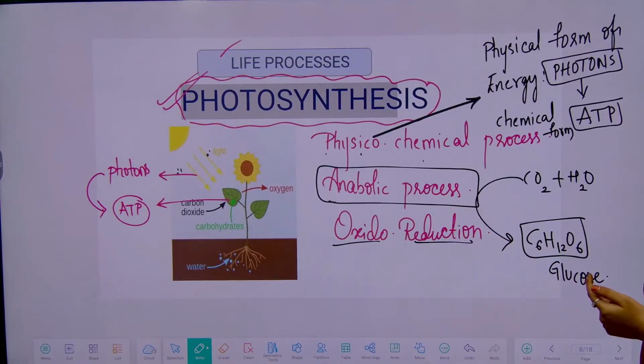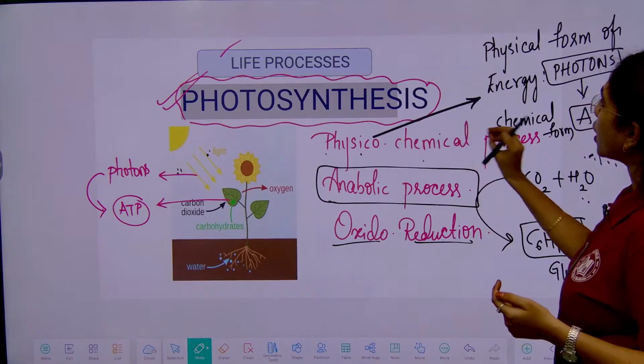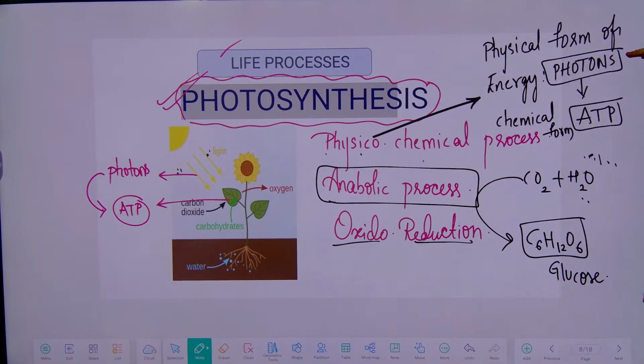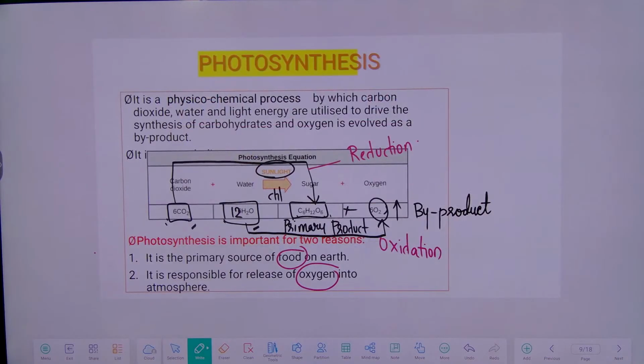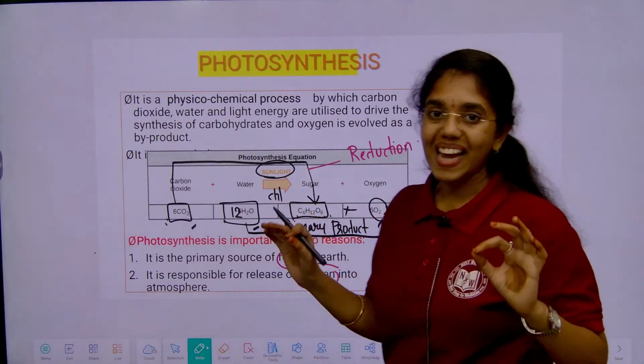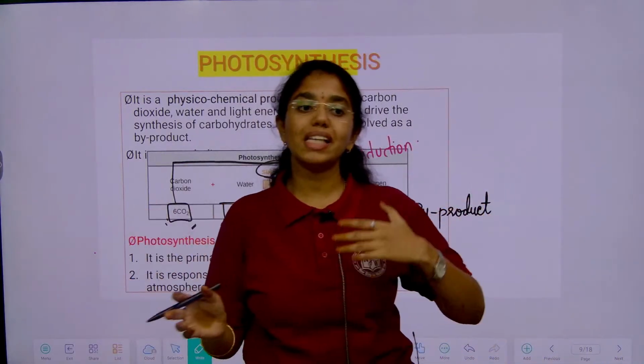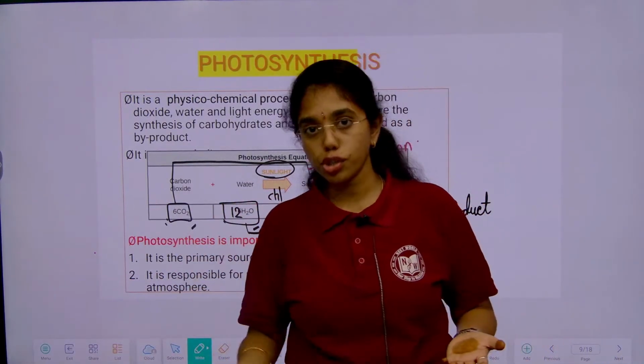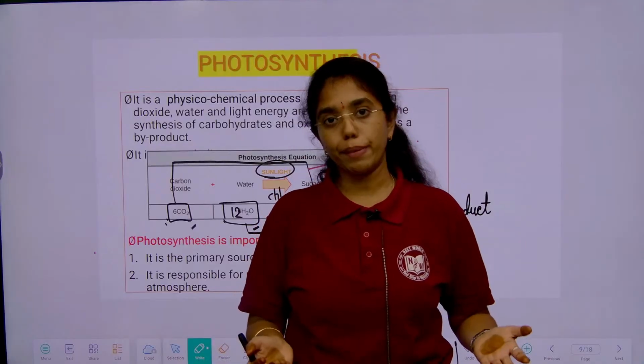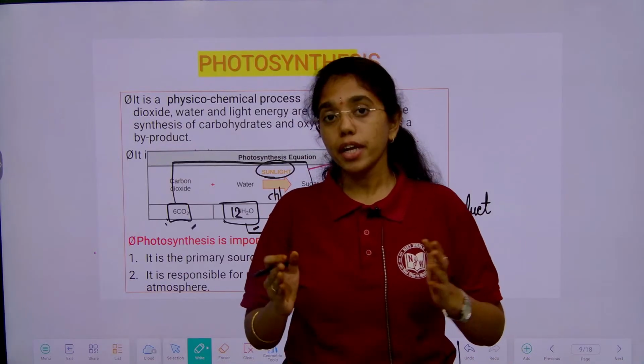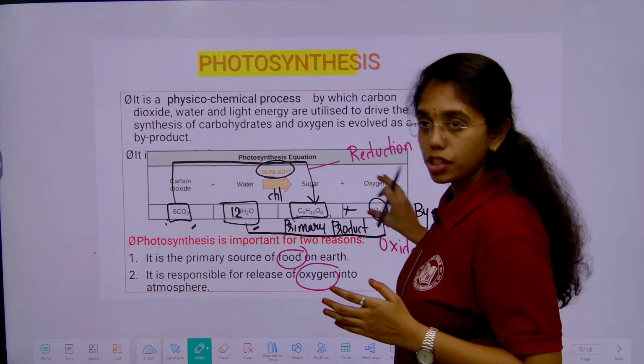Anabolic process because simpler molecules are converted to complex molecules. And then physico-chemical process because physical form of energy, that is photons, is converted to chemical form of energy, that is ATP. Now, okay, we have understood the standard equation of photosynthesis. Why is it called an anabolic process, oxidoreductive process, physico-chemical process? But then who verified this?